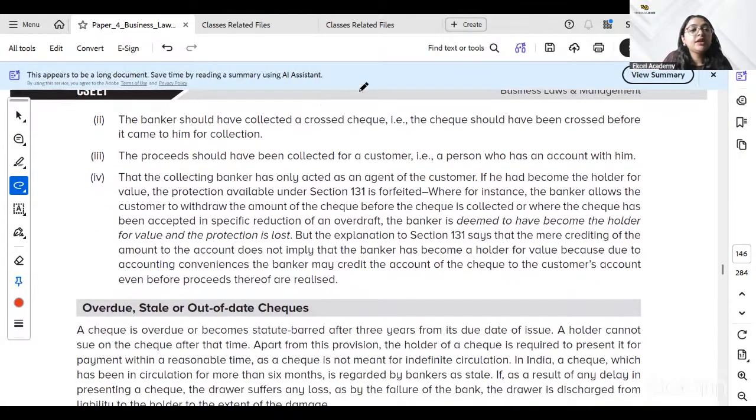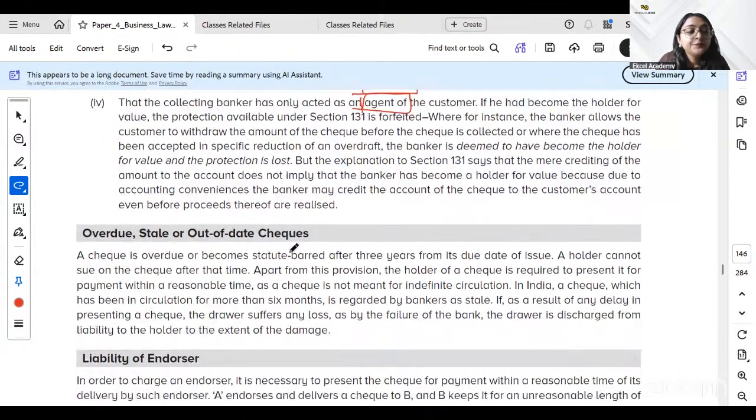The banker should have collected a crossed check, that is, the check should have been crossed before it came to him for collection. The proceeds should have been collected for the customer only. You cannot credit the account of someone who is not a customer of your bank. The collecting banker has only acted as an agent, that is, he will not become the holder for value. He's only holding the amount on behalf of his customer.